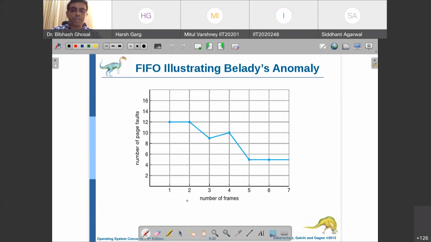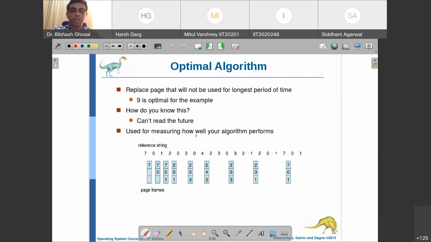This is a diagram that shows Belady's anomaly, that at some point the number of page faults reduces, but going beyond that number of frames, it again starts increasing. That's the point which shows Belady's anomaly. There are 2 other algorithms that handle that. One is called least recently used, and the other is optimal. Optimal is when you know what is going to come next, and accordingly you allocate.